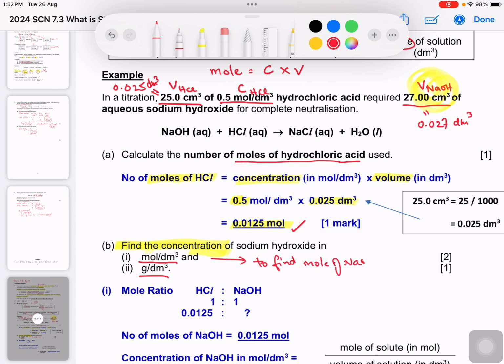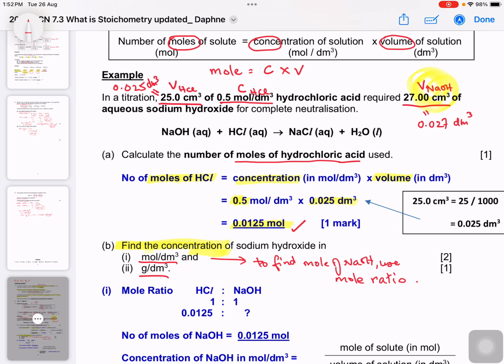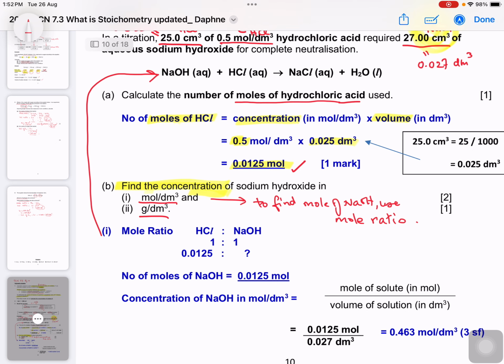of NaOH, we need to use mole ratio to connect the NaOH with the HCl. What is the relationship? What's the ratio between NaOH and HCl? So from the equation, we will know that it's 1:1. Right? The equation is here. Okay. So to find mole ratio, go from the equation 1:1, and we substitute the 0.0125 from part A.